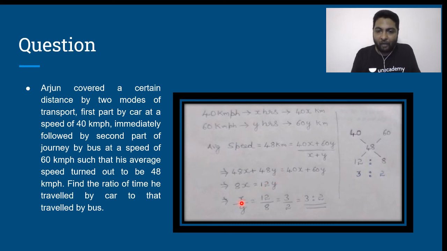X divided by y is 12 by 8. 12 by 8 is 3 by 2. X is to y is nothing but the ratio of the time travelled by car to that travelled by bus, which is nothing but 3 by 2, which is 3:2.